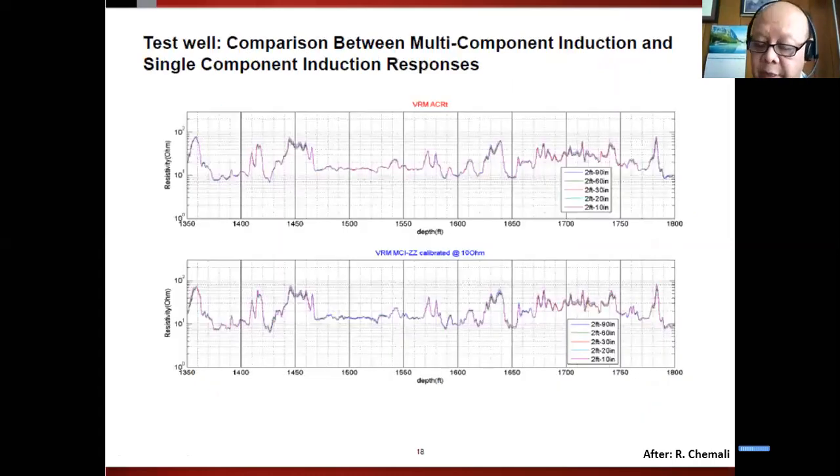So of course, in the test world, they have done extensive comparison between the array induction tool and the multi-component induction tool. In the multi-component induction tool, what they have is resistivity coils or magnetic coils in three directions. Two in a horizontal direction, X and Y direction, and in the Z direction. So measurement is made in three directions: X direction, Y direction, and Z direction.